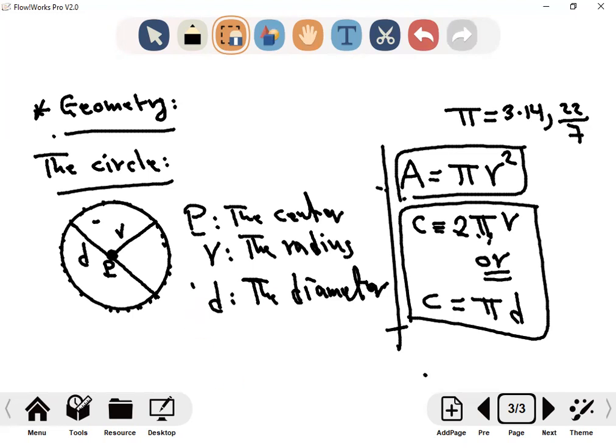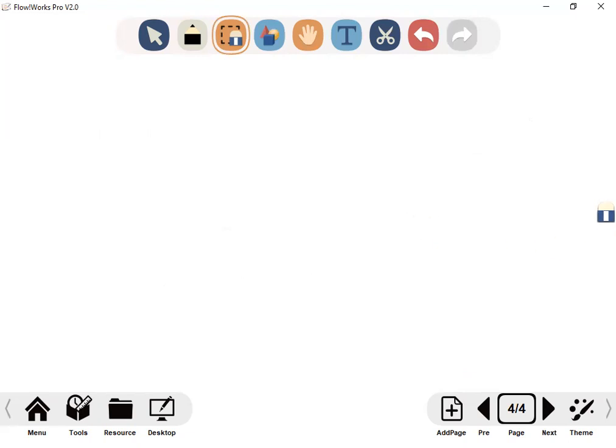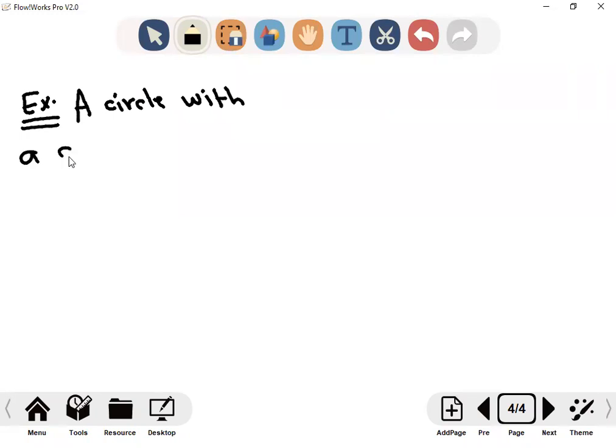Now let's take an example. Example. A circle with a circumference 10 meters. Find its radius.